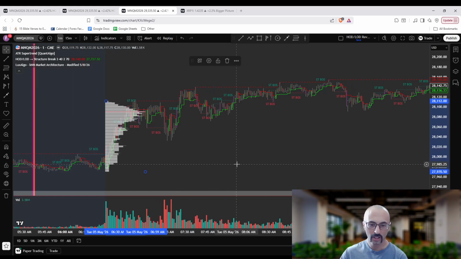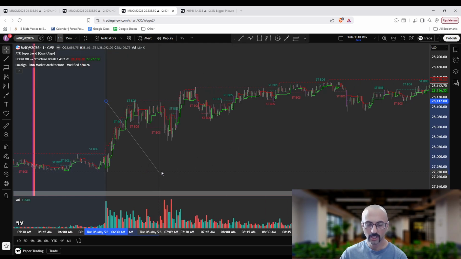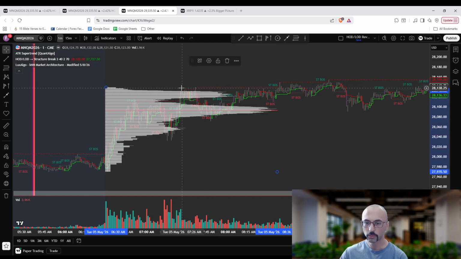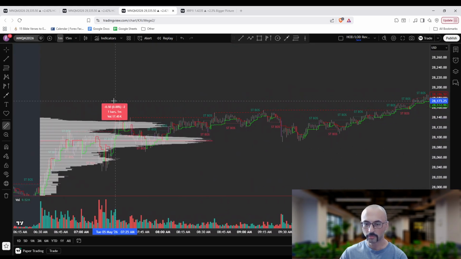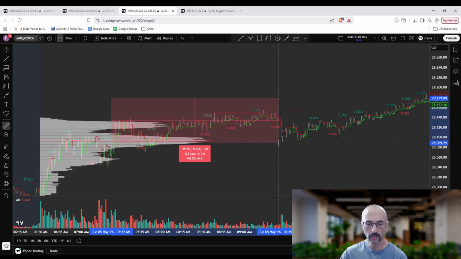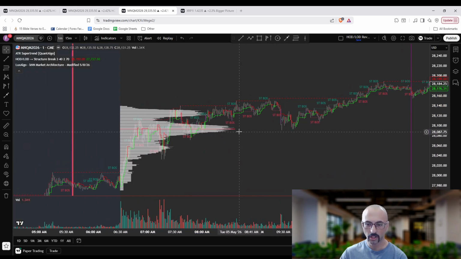Nothing really going on too telling here, so we can just start to extend it. Here we're just consolidating. Anyways, not much action going on. We do have a point of control here. Maybe we can look for a bounce off of this.